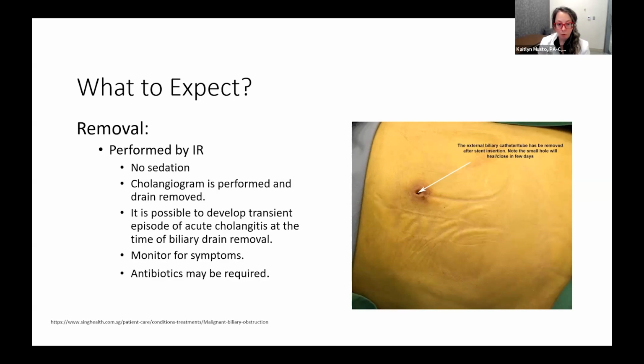Usually this can be performed without any sedation. Sometimes there could be a little bit of moderate sedation. Another study is performed to look at the biliary system and see what things look like. And if it looks okay, these can be removed.